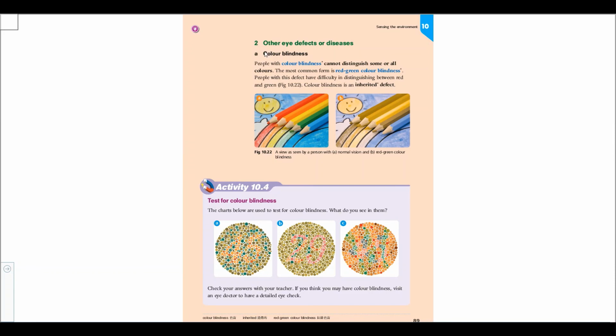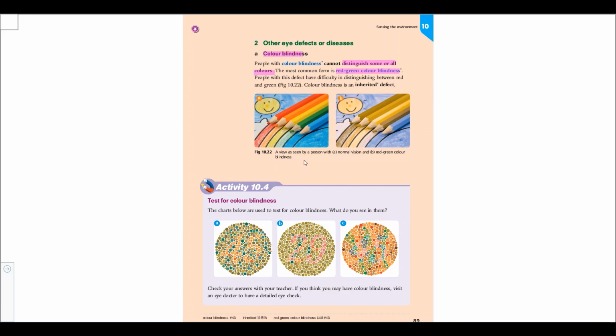So the first one shown here is color blindness. So these diseases cannot be cured that easily. Wearing a pair of lenses would not help. So people with color blindness cannot distinguish some or all colors. Remember, some or all colors. The most common would be that they cannot distinguish between red and green. So this is actually what we call an inherited defect. That means passing down from generation to generation. So maybe your father or your mother, maybe they have the disease and then they may pass it down to you. So this is what we call an inherited defect.